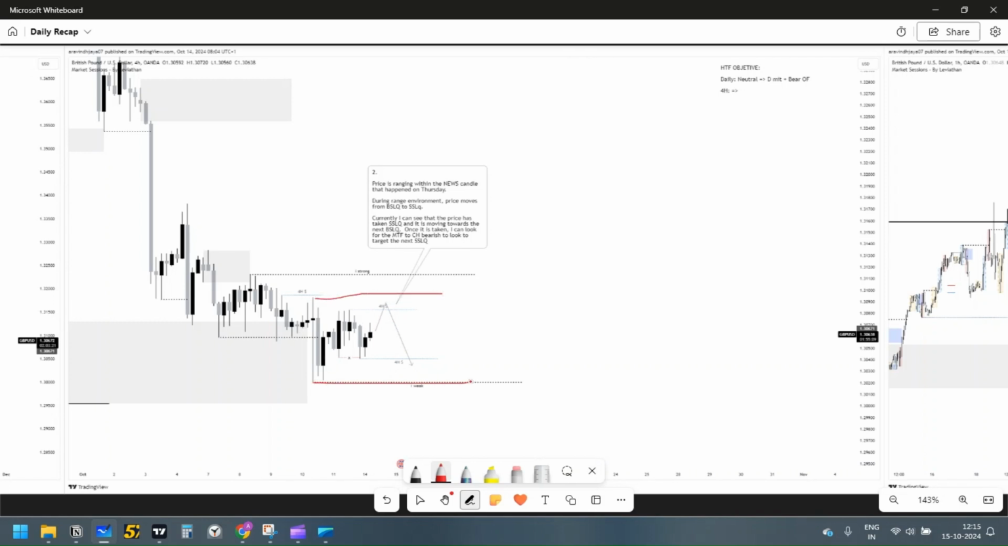So price will take both buy side and sell side liquidity until and unless someone, the supply or demand, takes control and changes the market direction. So until then, we can look for quick scalps from buy side to sell side liquidity.